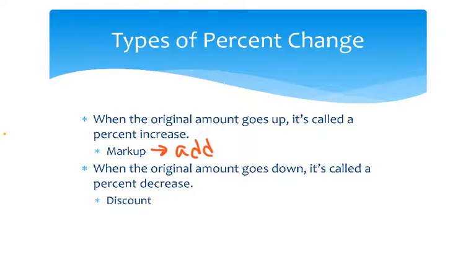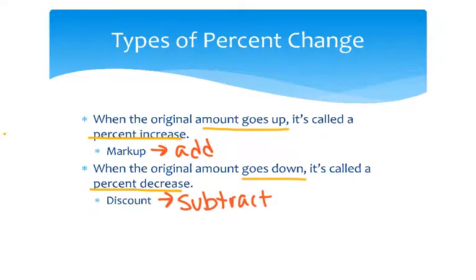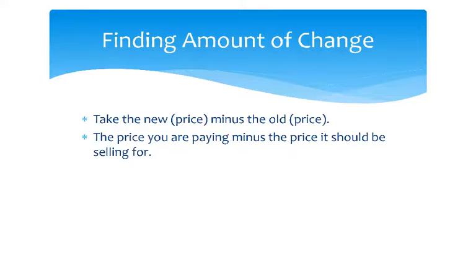And then when the original amount goes down, it's called a percent decrease. And we had them before in terms of discounts, and we were subtracting before. Okay, so there's 2 types. You have the percent increase, and you have percent decrease. They're the 2 main things to remember. Amount goes up, it's an increase. Amount goes down, it's a decrease.